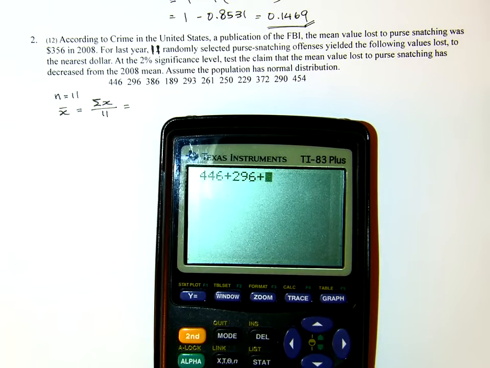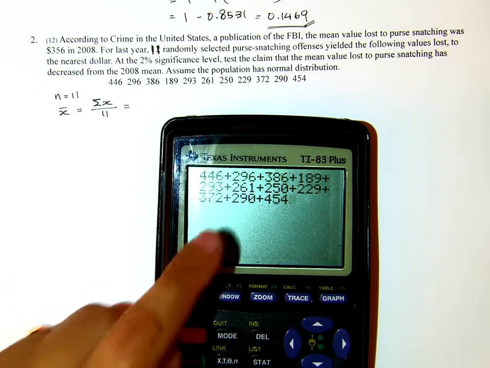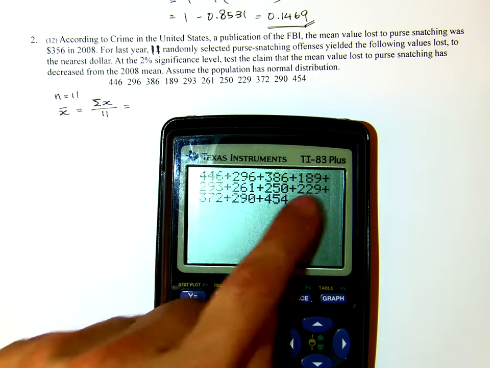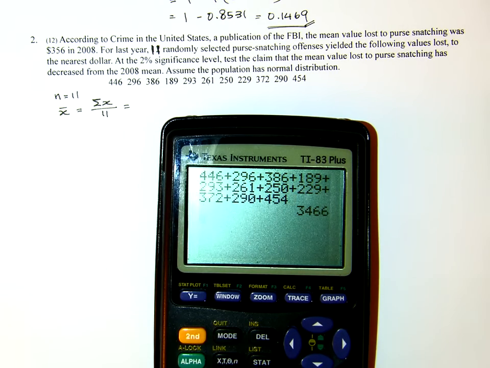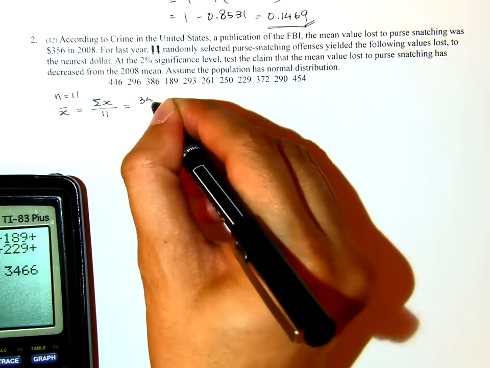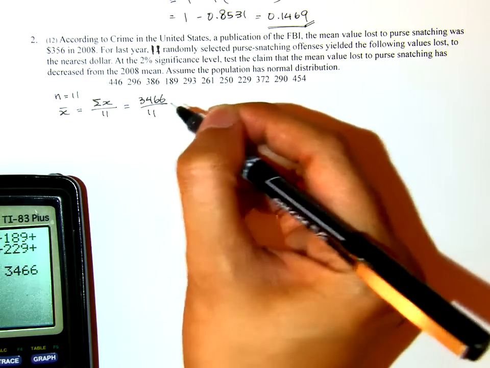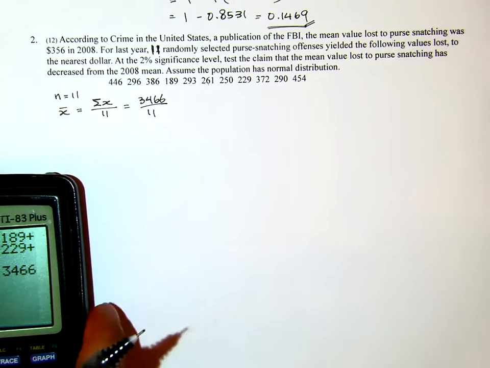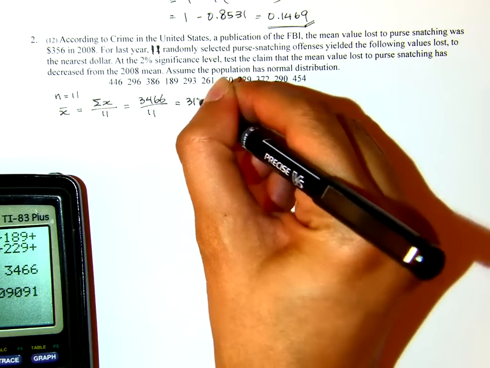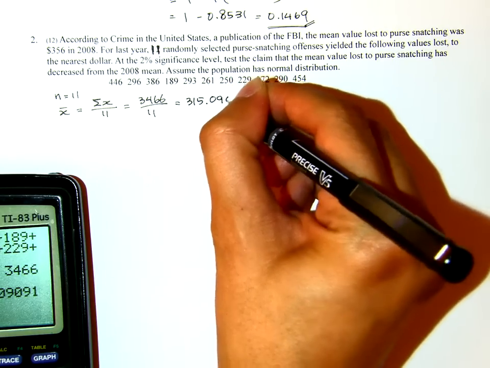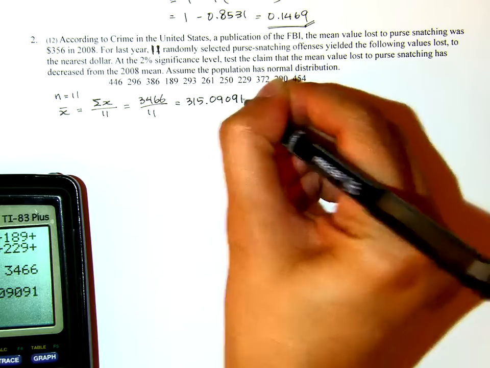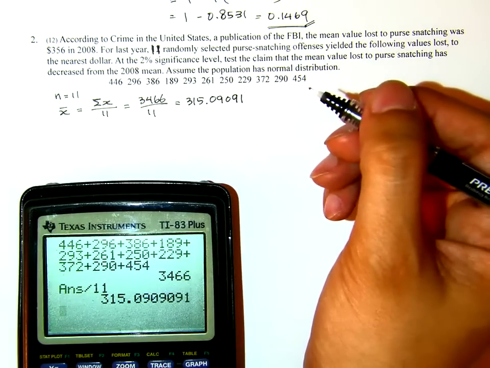Plus 296 plus 386 plus 189 plus 293 plus 261 plus 250 plus 229 plus 372 plus 290 plus 454. 1, 2, 3, 4, 5, 6, 7, 8, 9, 10, 11. So there are 11 data. When I add them, that will be 3,466 over 11. If I divide by 11, I will get 315.09091 if I round it to 5 decimal places.